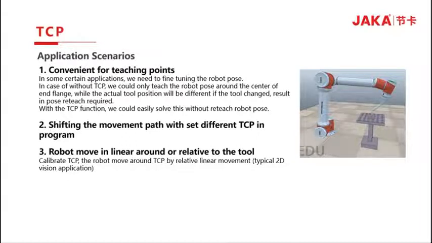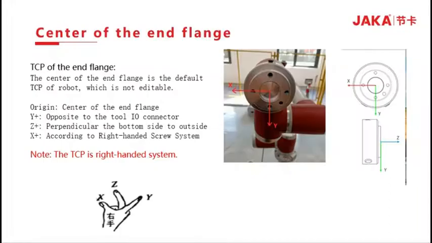Third, to let the robot move in a linear or rotational way relative to the TCP, the typical application is with 2D vision. Before we start learning TCP, let's look at the end flange TCP.